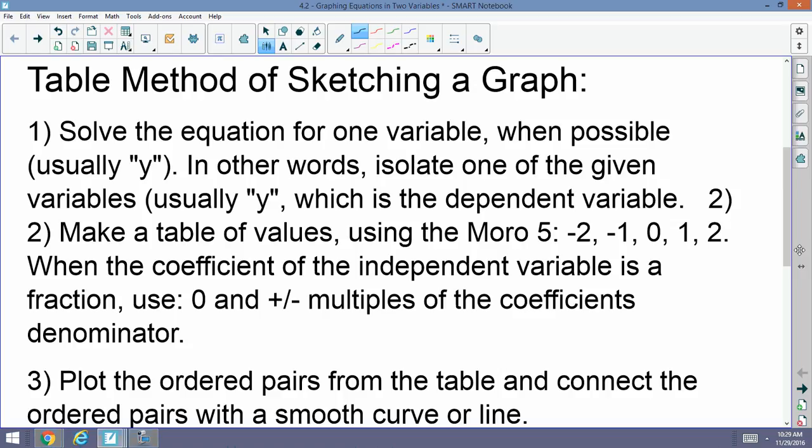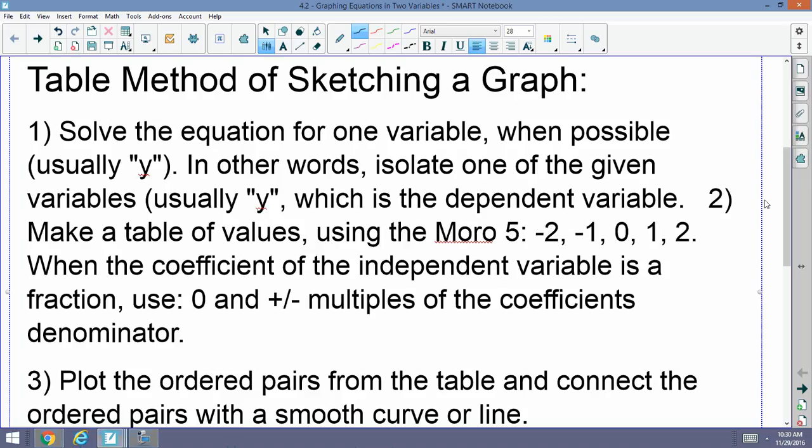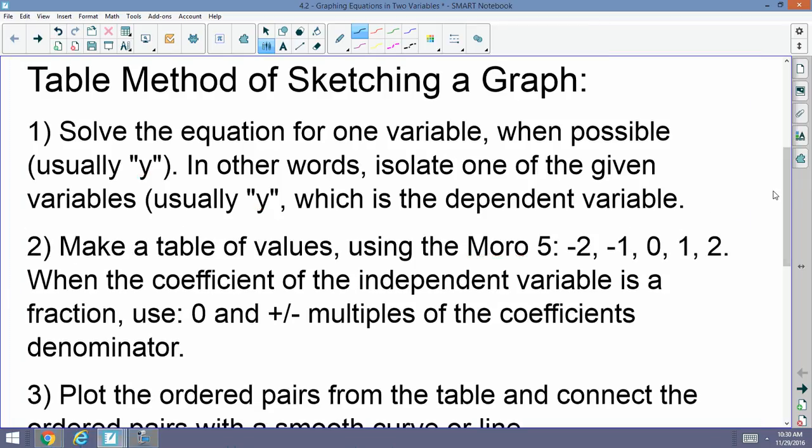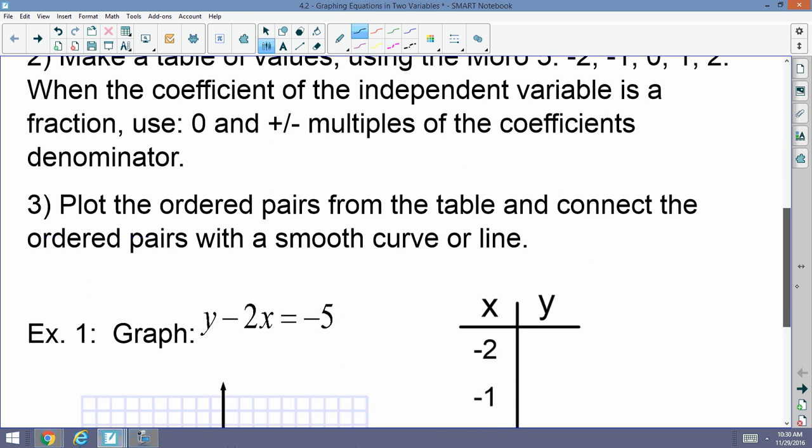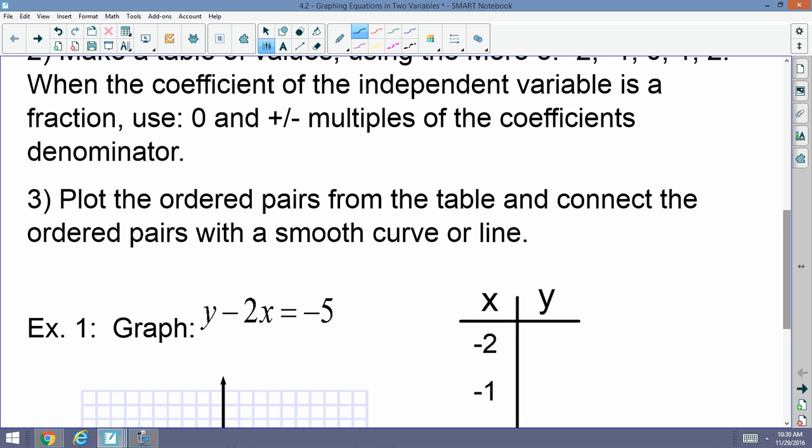Number 2, make a table of values using the usual 5 values, which are -2, -1, 0, 1, and 2, when the coefficient of the independent variable is not a fraction. When it is a fraction, you want to use 0 and positive and negative multiples of the denominator of the coefficient. And then number 3, the last thing you have to do for this table method is literally plot the points. It's that simple.